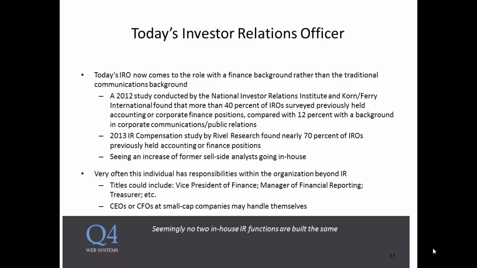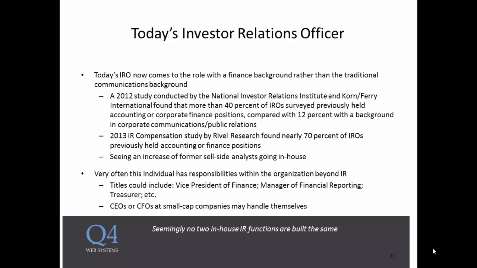In 2012, a study found that more than 40% of investor relations officers held accounting or corporate finance positions before going into investor relations, compared to just 12% that came with a communications or public relations background. In 2013, Revell Research found that nearly 70% held accounting or finance positions before going into investor relations. And we're seeing a lot more former sell-side analysts now going in-house at the companies that they once reported on.